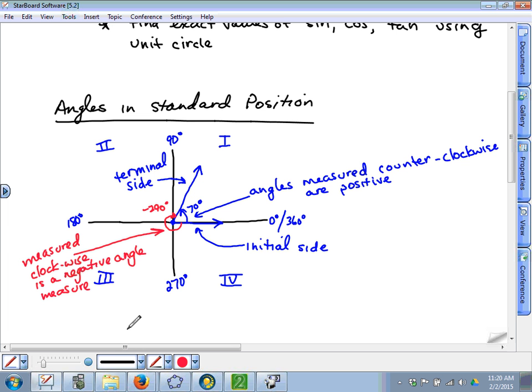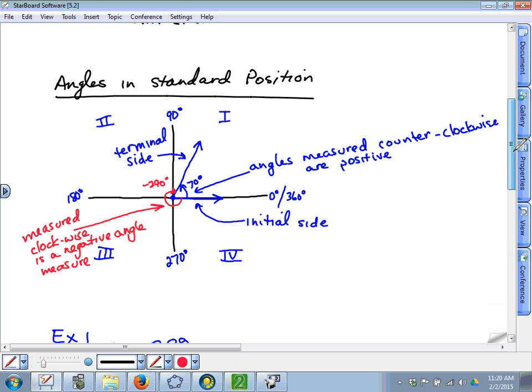290. This one angle could be measured two different ways and have two different angle measures, but it's the same angle. Either 70 degrees positive or negative 290 degrees negative. We good? And that can be true of any angle. You can measure clockwise or counterclockwise and get a positive or a negative angle measure.